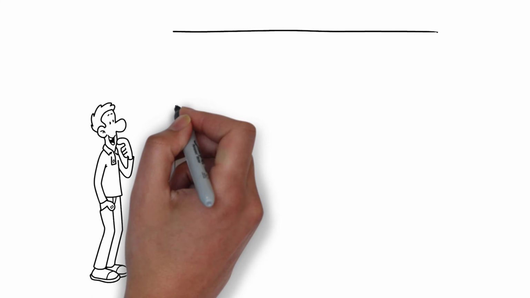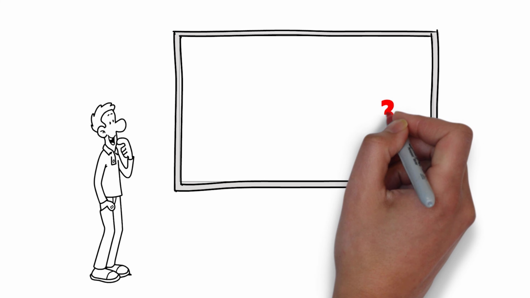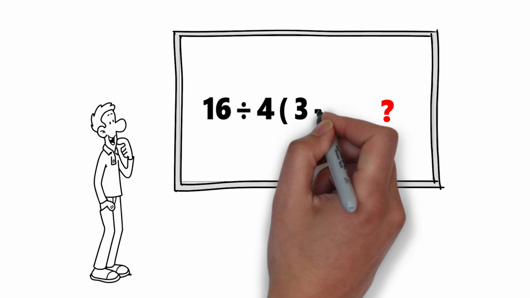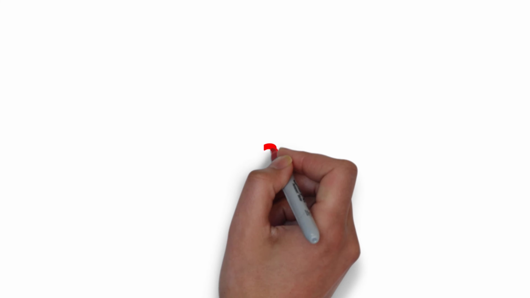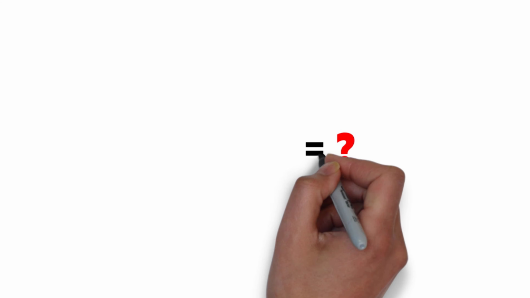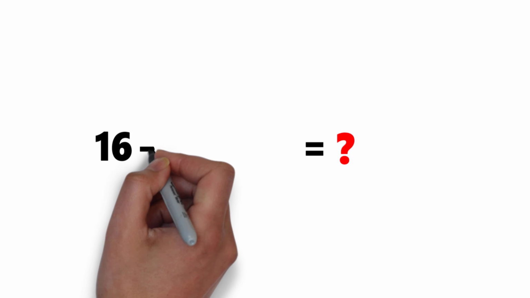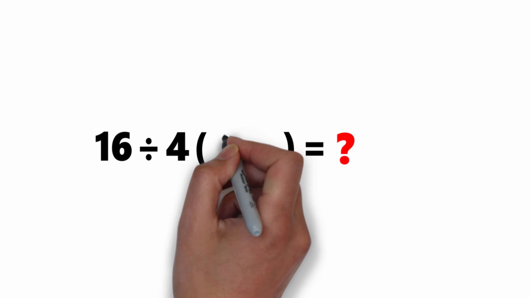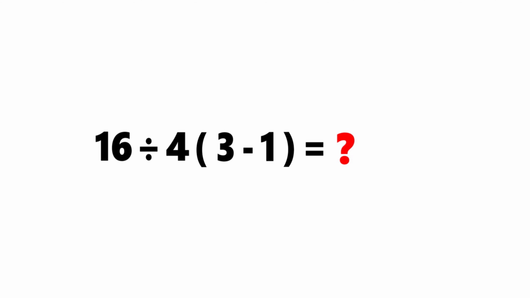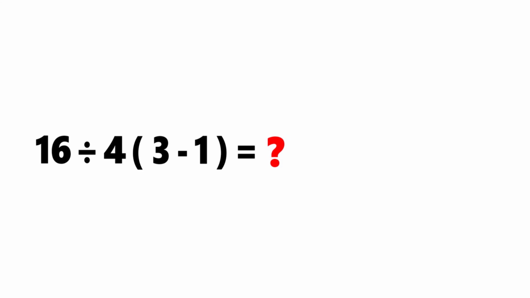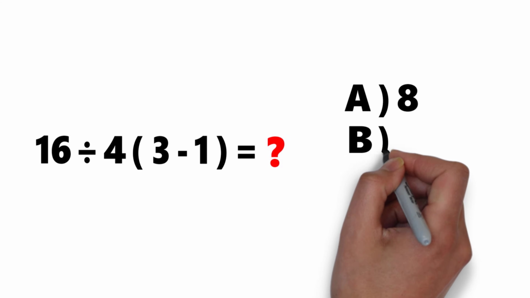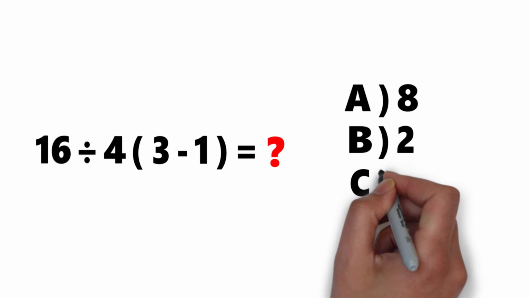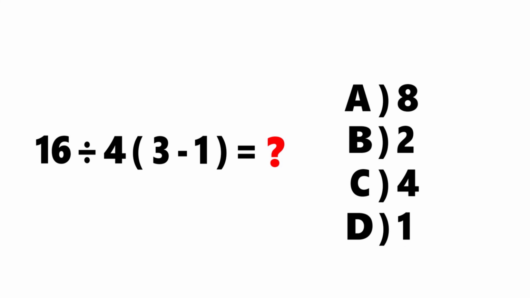Here's one of my favorite questions because it's easy to understand but might be challenging to solve. You need to calculate the question mark and you're presented with the expression. On the other side of the expression you have 16 divided by 4 and multiplied by the value in parentheses, 3 minus 1. You have 4 different choices to choose from. Choice A, 8. Choice B, 2, choice C, 4, and choice D, 1.